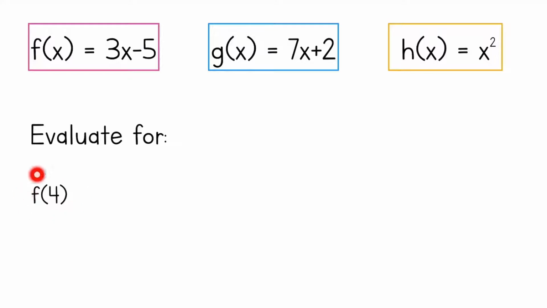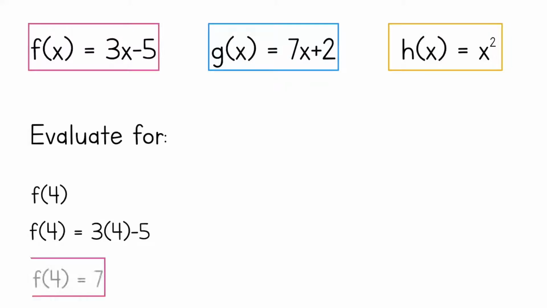Well, what this right here is asking us to do is it's asking us what happens if I plug 4 in for function f. So instead of having an x here, what if I use a 4? Well, f of x is 3x minus 5, so f of 4 is 3 times 4 minus 5. And 3 times 4 is 12, so we get f of 4 is 12 minus 5, so f of 4 is equal to 7.